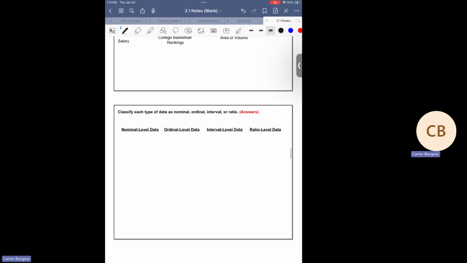Oh, that one. Yeah, so marital status is just a descriptor, right? It's just a name for someone. It's like a blanket that they fall into. It's not like being married is better than not being married. And so it's just nominal.